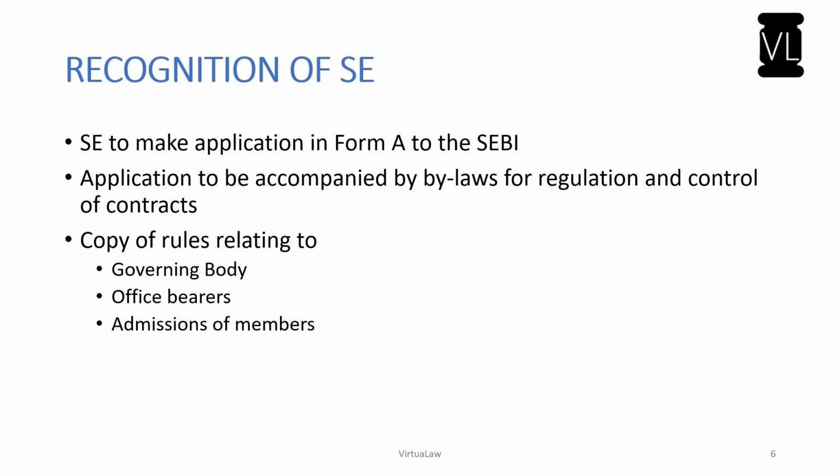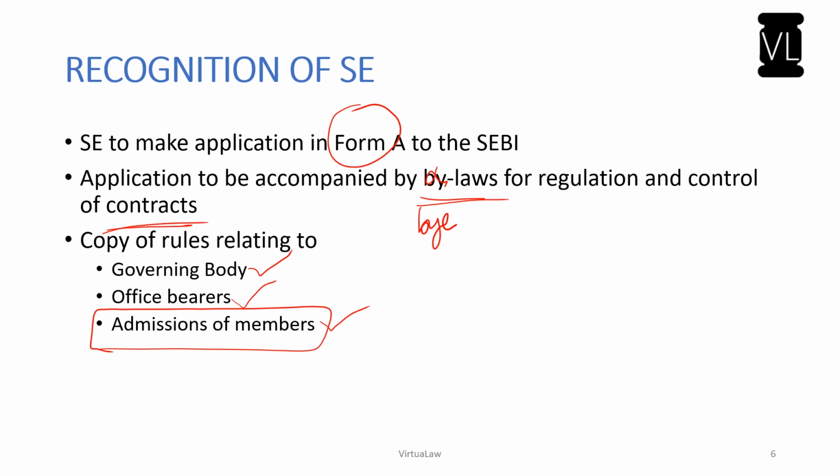As an extension of our understanding of stock exchanges, now let us try to understand this concept of recognition. As I told earlier, SEBI said only if you demutualize and corporatize, which is nothing but converting yourself into a corporate, I would recognize you as a stock exchange. So all the stock exchanges were asked to make applications in Form A to SEBI, and such an application should also be accompanied by the bylaws for the regulation and control of contracts, that is, securities contracts. How do you control such securities contracts? You have to come up with your bylaws and also your rule book, which will talk about the governing body. Just like the board of directors of a company, a stock exchange has a governing body, office bearers, and admission of members. Admission of members is nothing but the ones who would have the shareholding in the stock exchange.